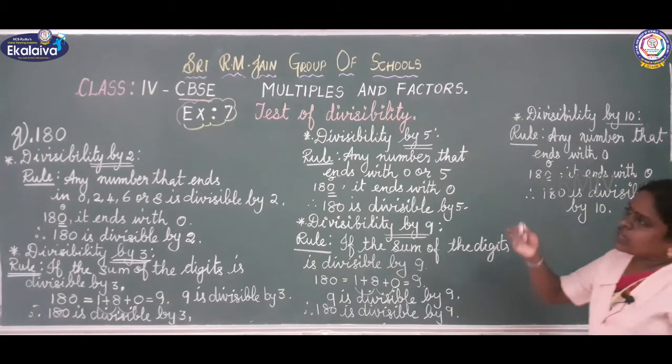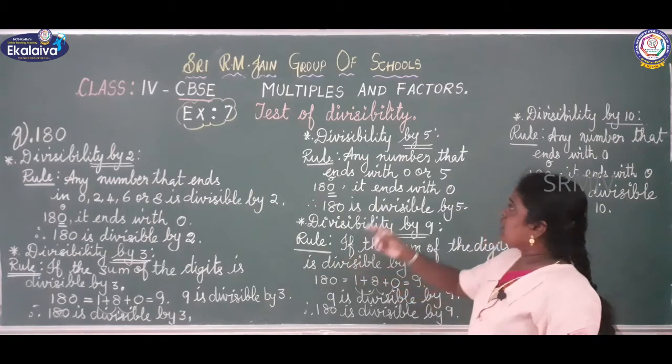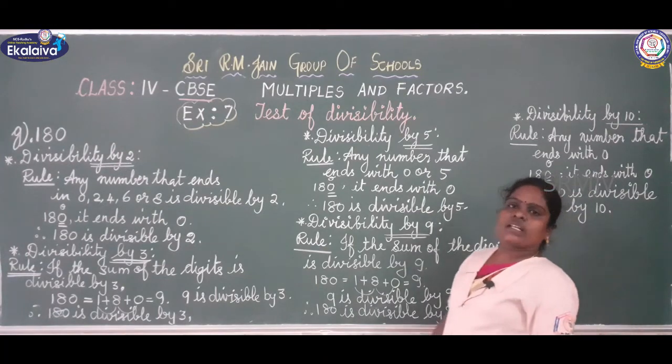So here the given number 180 is divisible by 2, 3, 5, 9, and also 10. I hope the concept is clear.